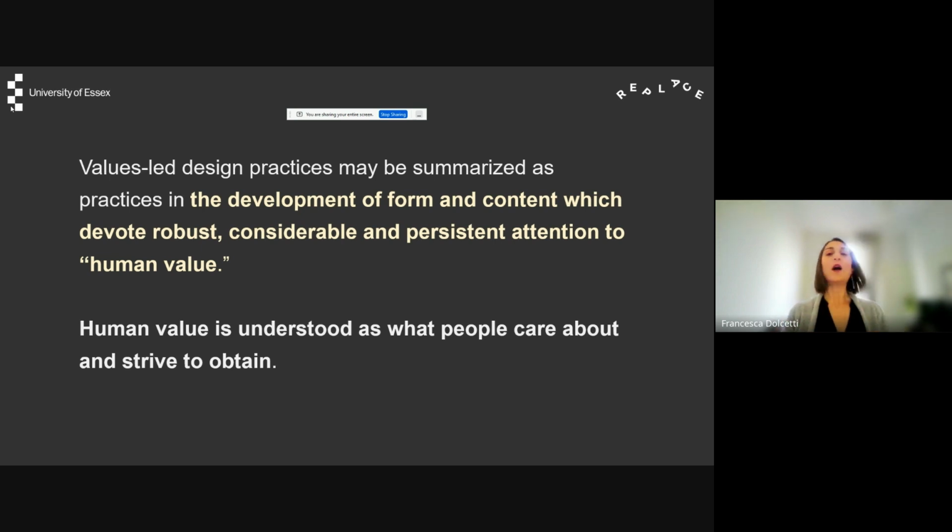So just to give you a very brief definition, what I mean here with values-led design practices are practices in the development of form and content which devote a robust, considerable, and persistent attention to human value. And human value here, I use it as to what people care about and strive to obtain.